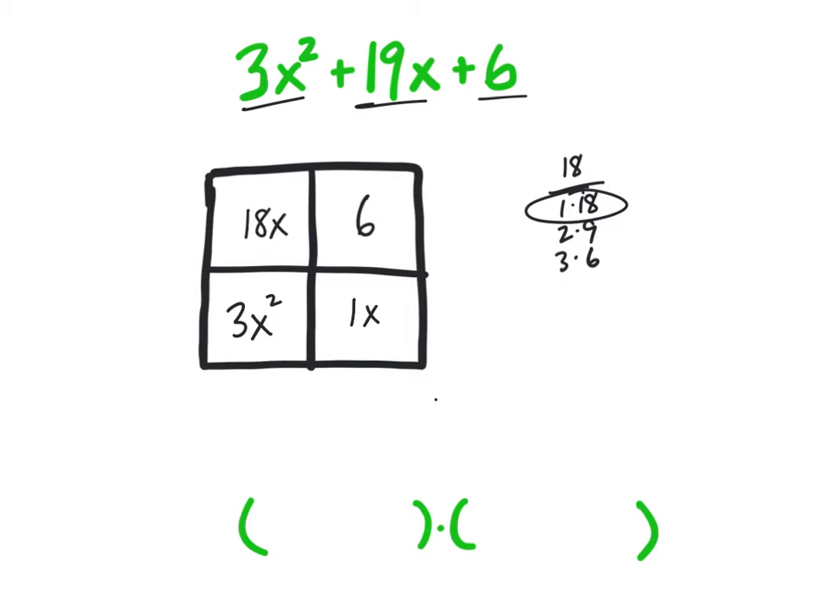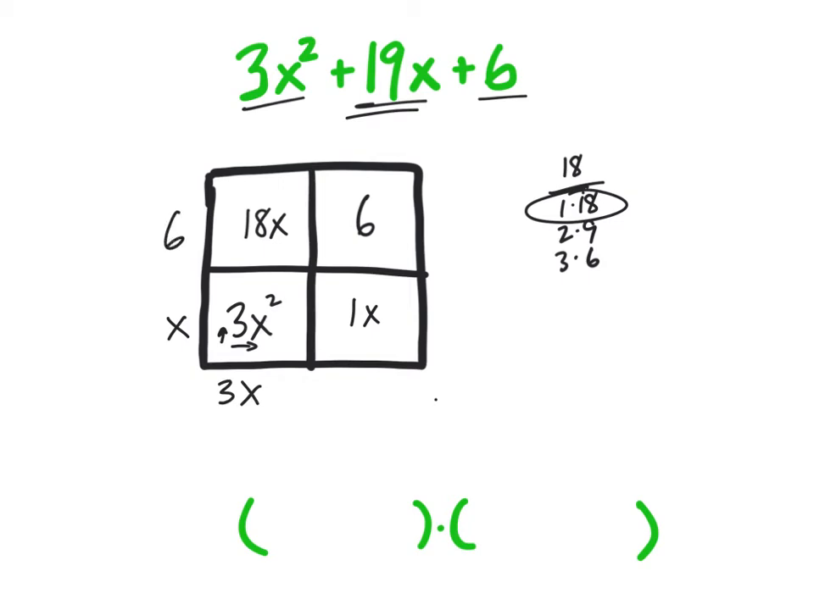It doesn't matter where they go, but that's going to give me the 19x. Focus on the x squared, x times x. Where does 3 go, into the row or the column? 3 does not go into the 1 over there. 3 goes into the 18. So 3 goes into 18 how many times?